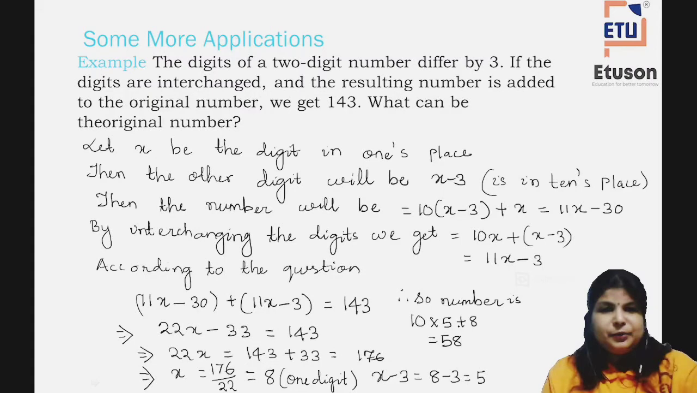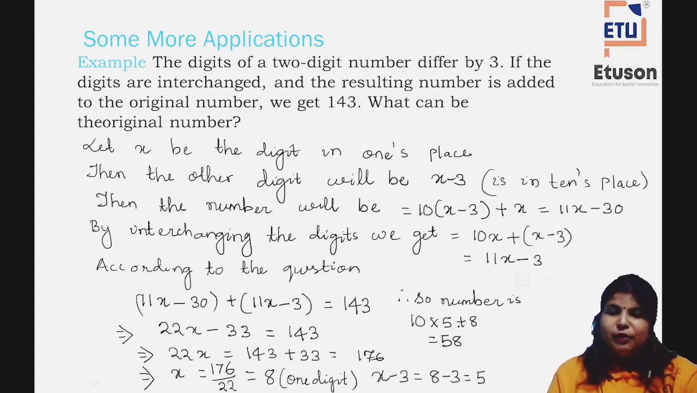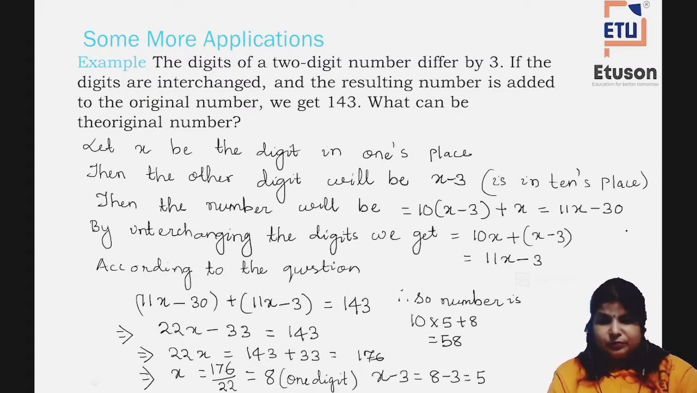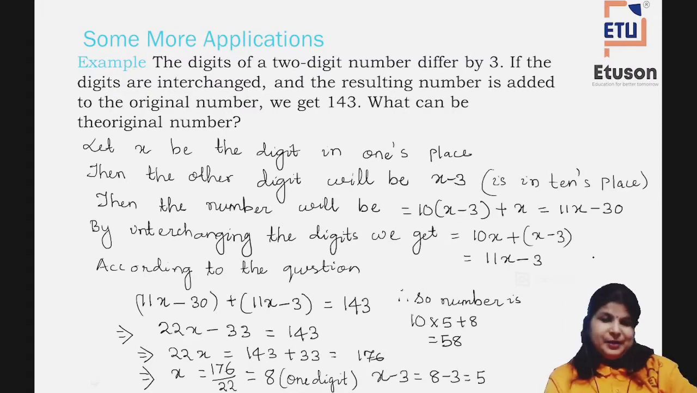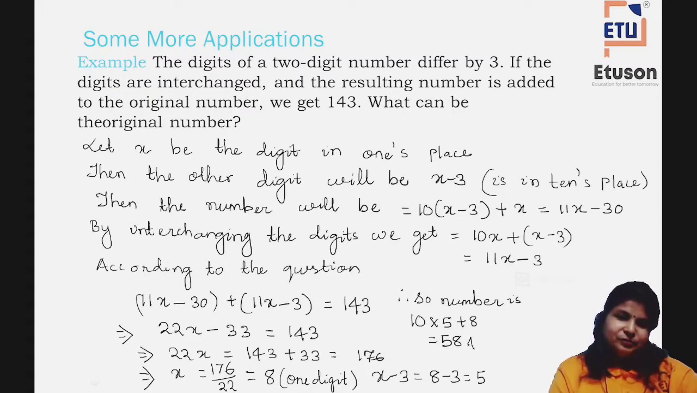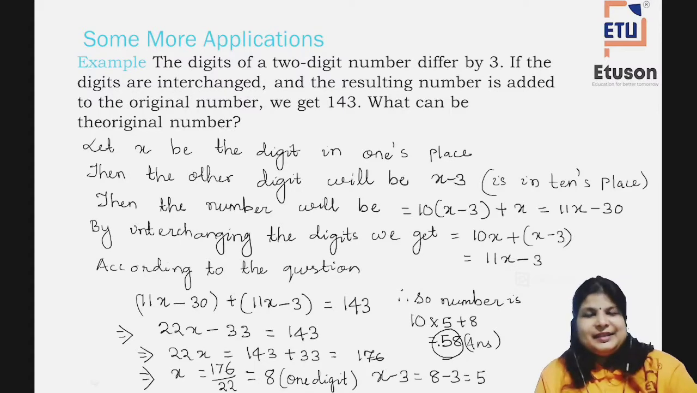You want to check whether by interchanging it is 143 or not? You can check it, just add. 58 plus the interchanged number, which will be 85. So 58 plus 85, and the answer will be 143. So your answer is correct. So your original number is 58. Okay children, have you understood?